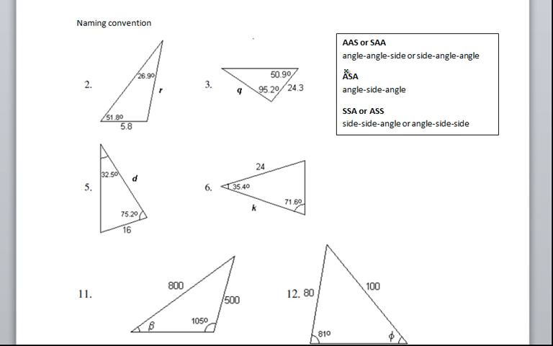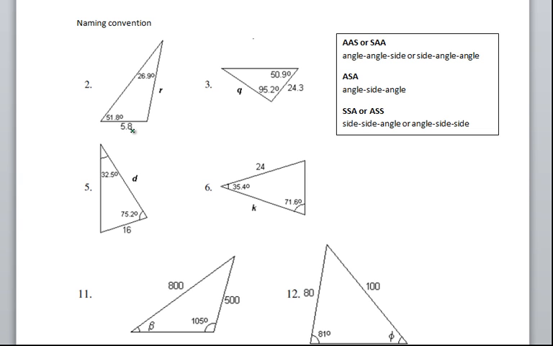You have angle, angle, side, or side, angle, angle. Those are the same. ASA is angle, side, angle. And then you have SSA or ASS, that's side, side, angle, or angle, side, side. So basically, you have to look at what you're given. So if you look here at triangle 2, right, we can ignore the R because we're not given that. But we're given here two angles and a side, right?